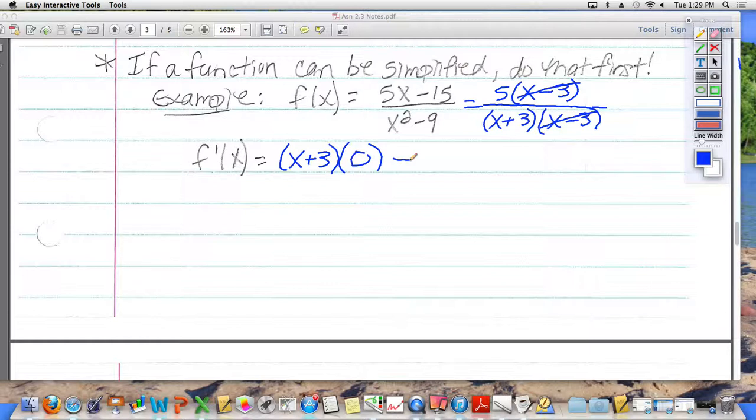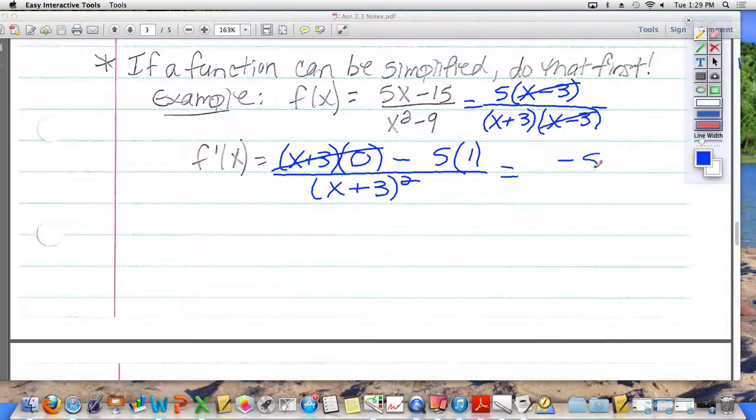Minus f of x, which is 5, the top, in other words, times the derivative of the bottom. What is the derivative of x plus 3? 1. All over x plus 3 squared. So x plus 3 times 0 is nothing. So on the top, all we have left is a negative 5 over x plus 3 squared.